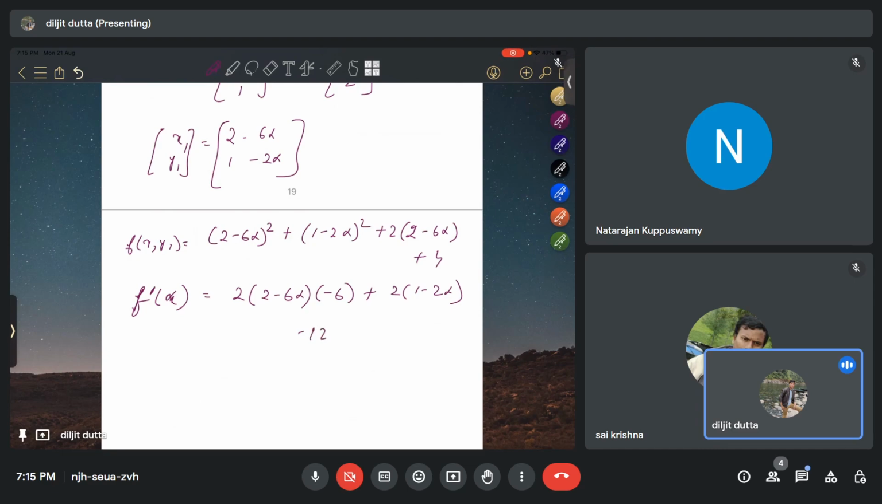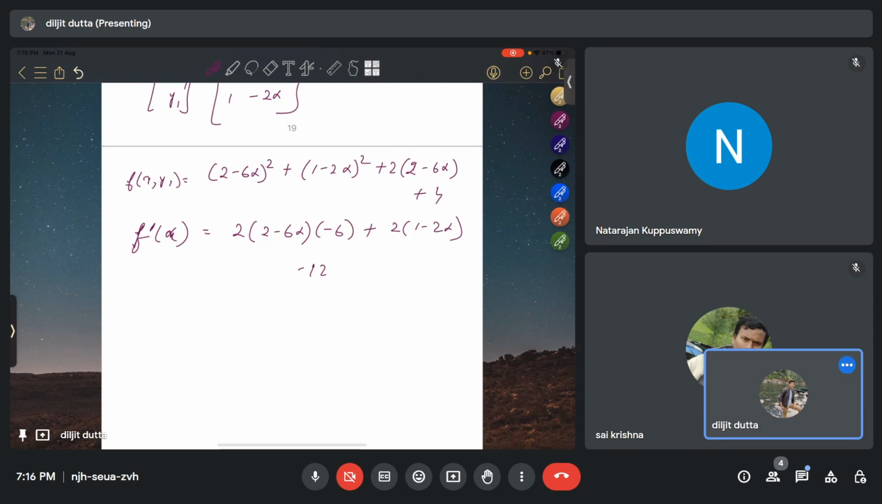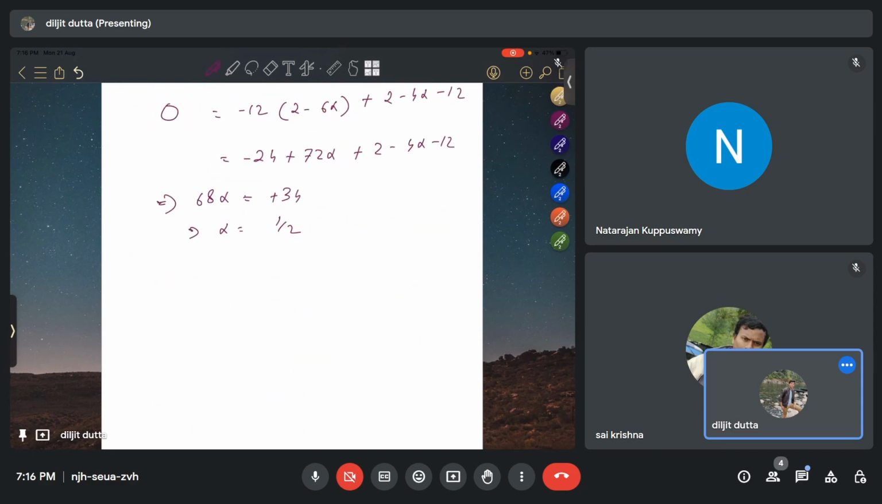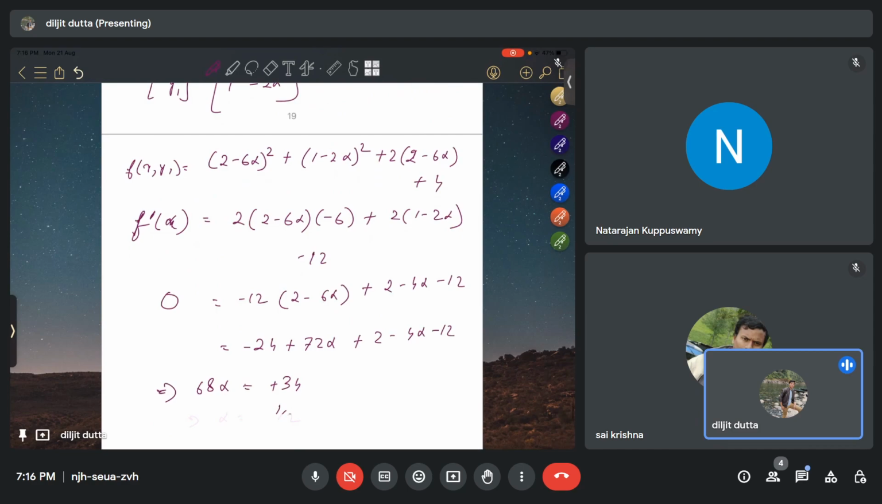Twelve. 2 into 2, the differential derivative is 0 for the last term. So this is equal to 0. Minus 12 into 2 minus 6 alpha plus 12 minus 24. Minus 24 minus 12 is 36, 36 plus the minus alpha is equal to 1 by 2. So we'll substitute alpha equal to 1 by 2 here.